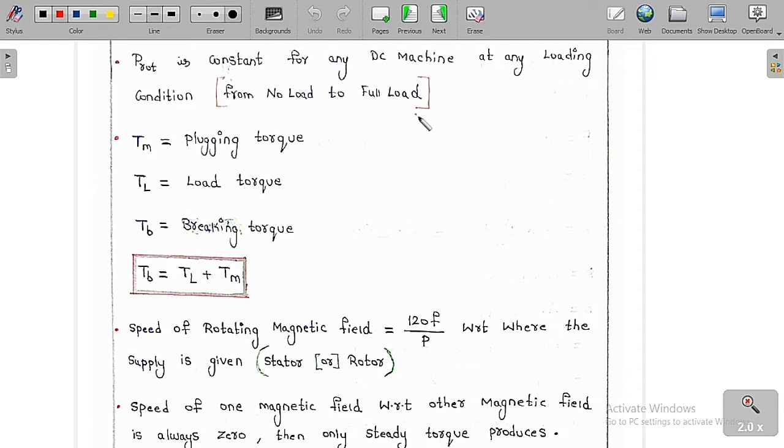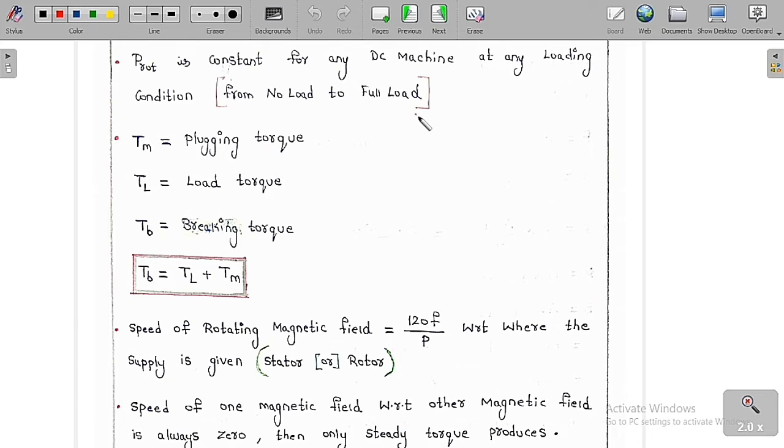Rotational losses are a summation of the core losses, or iron losses, and the mechanical losses. The iron loss and mechanical loss are constant from no load to full load, so the rotational loss is also constant from no load to full load. Mechanical loss is a summation of the friction and windage losses.